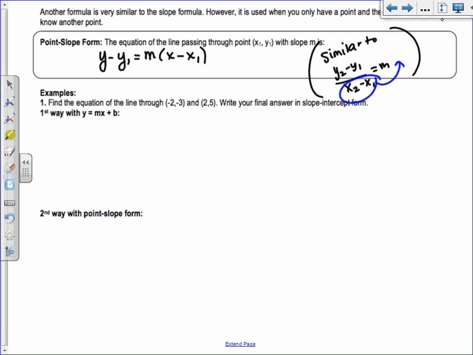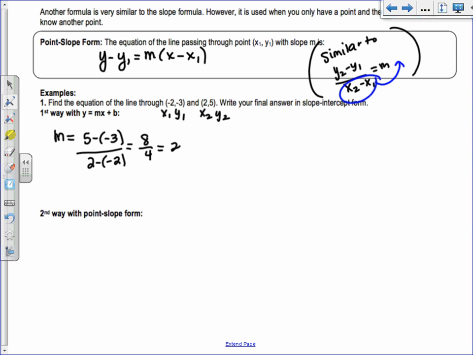It says find the equation of the line through negative 2, negative 3, and 2, 5. And it says write your final answer in slope-intercept form. So let's do it the first way, the way that you guys are used to, with just using y equals mx plus b. The first thing we do is find m. M is the slope between these 2 points. I'm going to call them x1, y1, x2, y2. So I'm going to have 5 minus a negative 3 over 2 minus a negative 2. So I get positive 8 over 4. So I get 2.